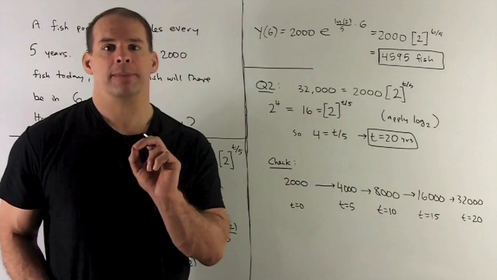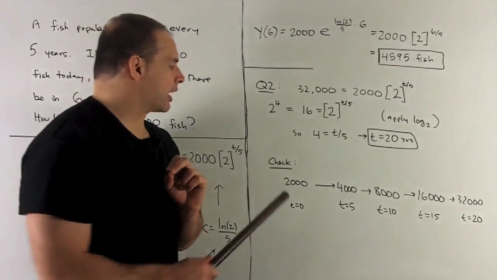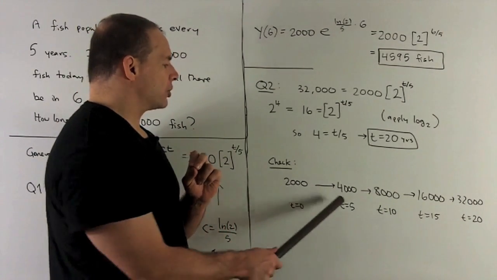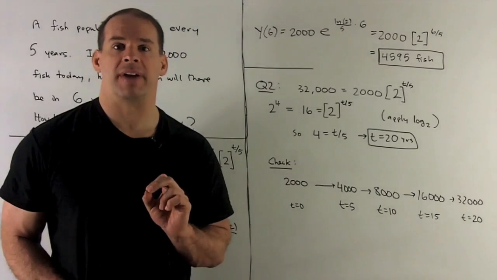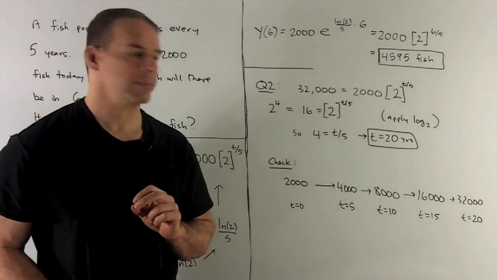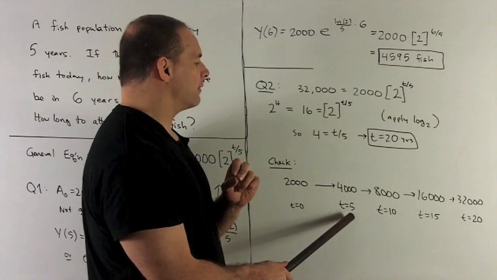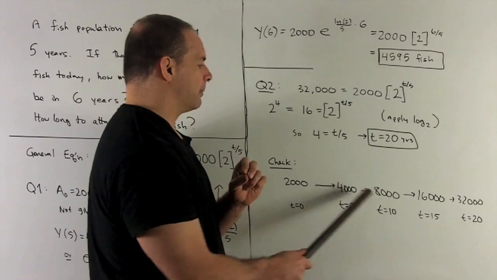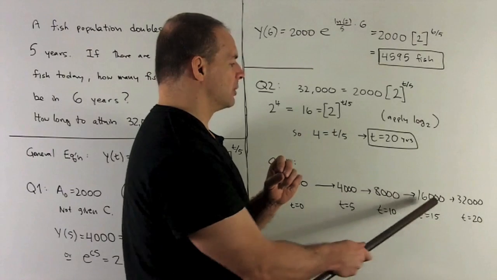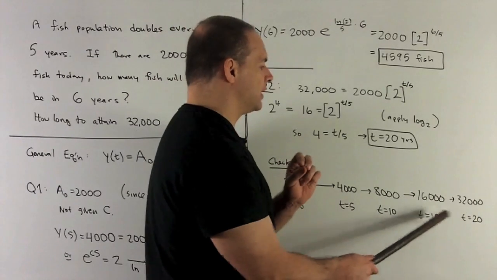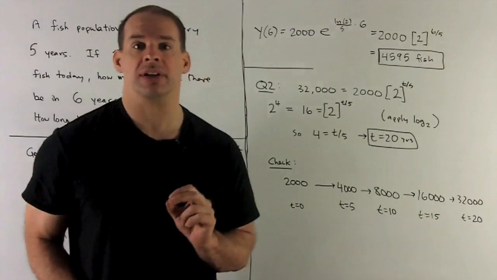Now we can check that, because of the way I picked the numbers. If I start at 2,000 and 5 years go by, this is going to double to 4,000. That's our assumption: every 5 years, the population doubles. At 10 years, we double the population again, which takes me to 8,000. Going to 15, we double that 8,000, which gets me to 16,000. And then going from 15 to 20, we double our 16,000, which gets me to 32,000 as promised.